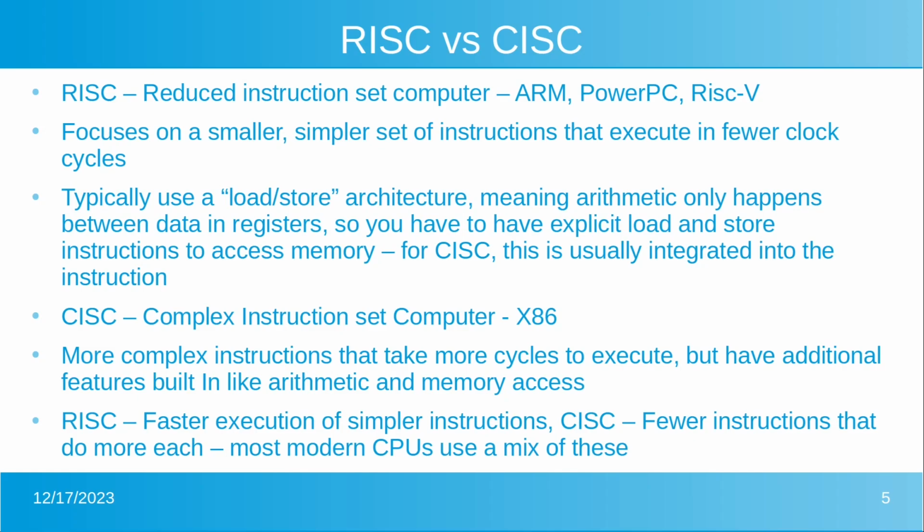So to summarize, with RISC you get faster execution of simpler instructions. For CISC, you have fewer instructions, but they do more each and they take more time to execute. So it's a trade-off. Most modern CPUs use a mix of these because they both have their good and bad.